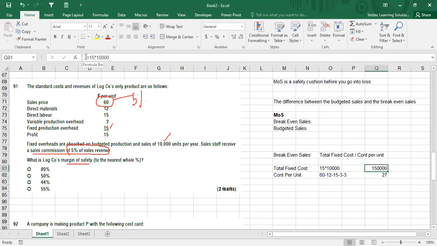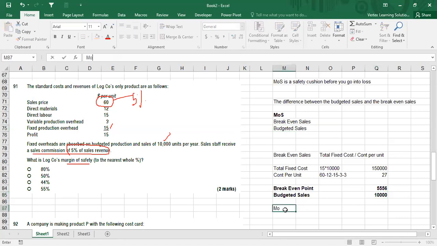So now you have fixed cost 150,000 and $27 is contribution, and I can say that my break-even point is 150,000 divided by 27, which is 555.55. You have to round up because these are units, so it should be 5,556 units. This is your break-even point. And what is your budgeted sales? Your budgeted sales volume you have set as 10,000 units. Now, you know that your break-even is 5,556, budgeted is 10,000.